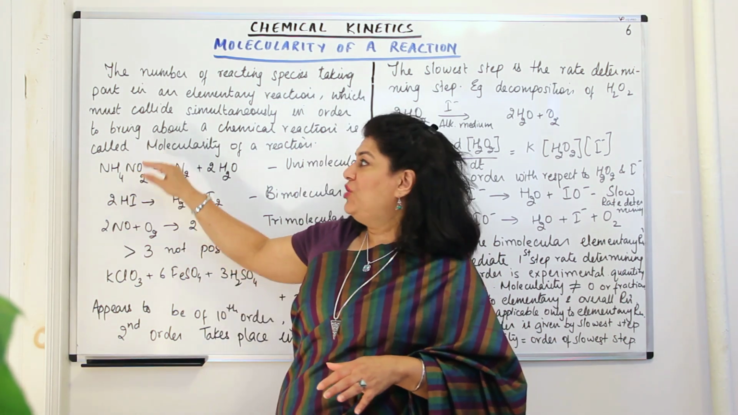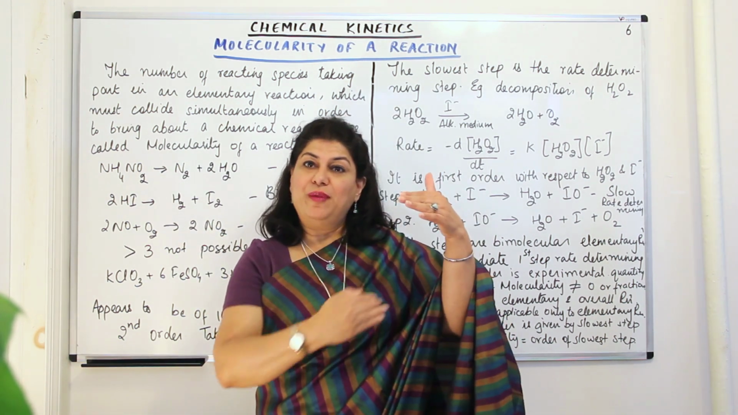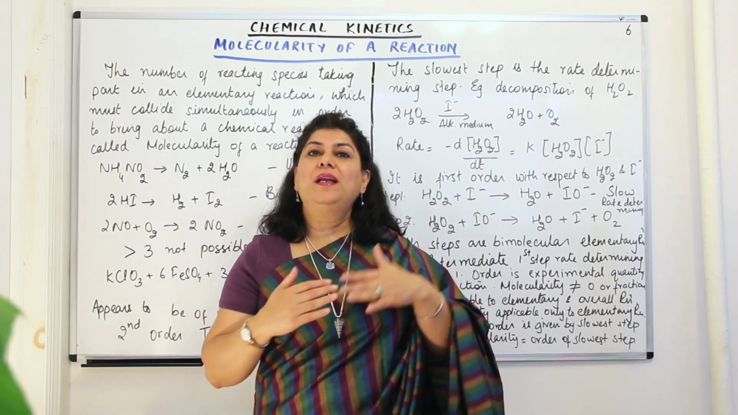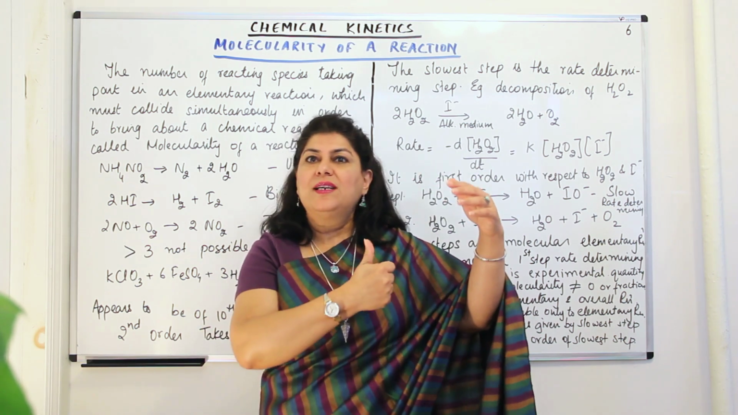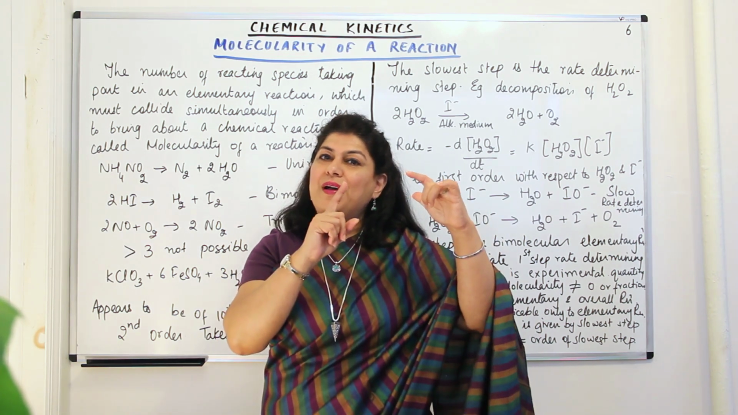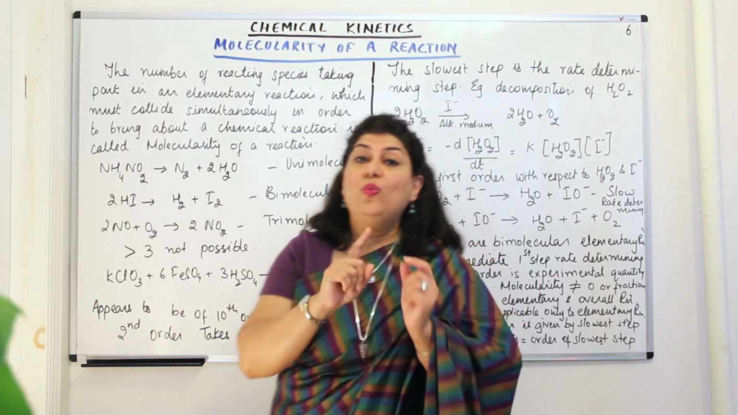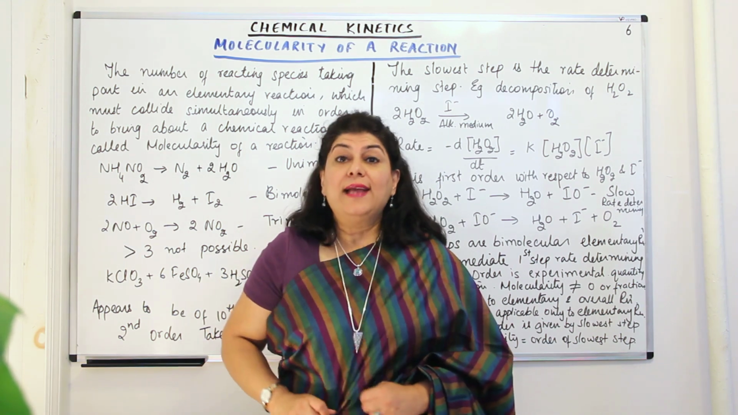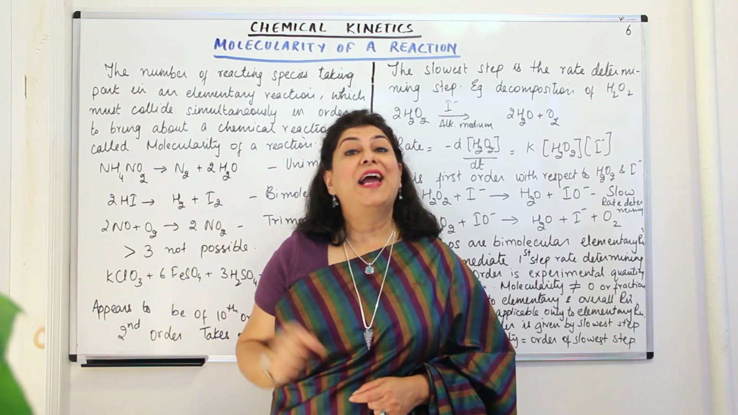In the same way, when you have many steps in a chemical reaction, a complex reaction is made up of many steps. That step, which is the slowest, will determine how fast the overall reaction will take place. The other steps may be instant, but that one step is taking time. So that one step will determine the rate. Therefore, that one step, which is the slowest step, becomes kind of the most important. And it is that step with which you will calculate the order of the reaction also.